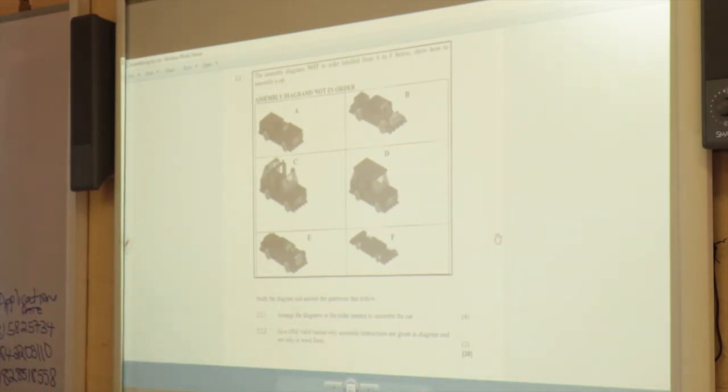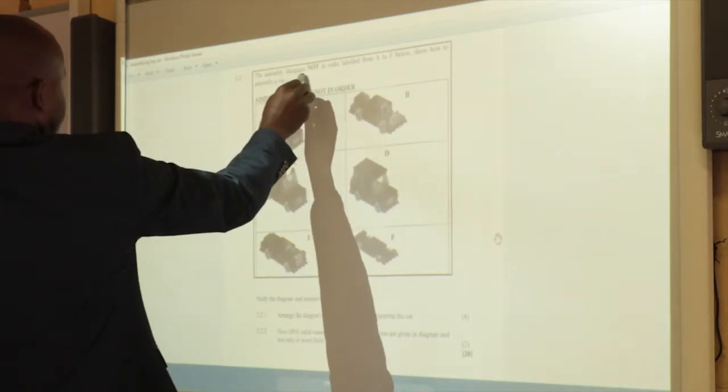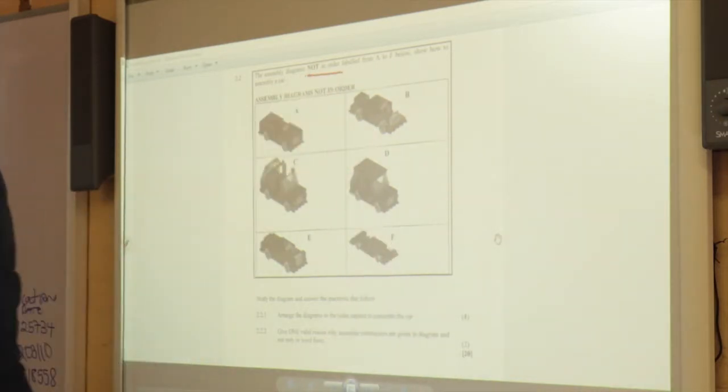Okay, one of the topics that we are also dealing with in grade 12, also in grade 10, is assembly. This question is also taken from a grade 10 paper. It's an assembling question, where learners have to look at the pictures and understand which steps will follow. Here we are told that these assembly diagrams are not in order.